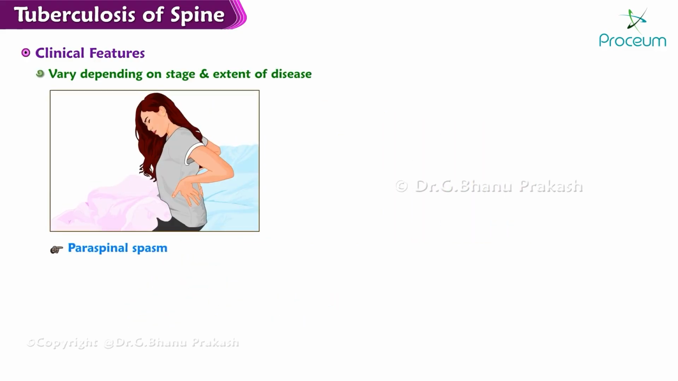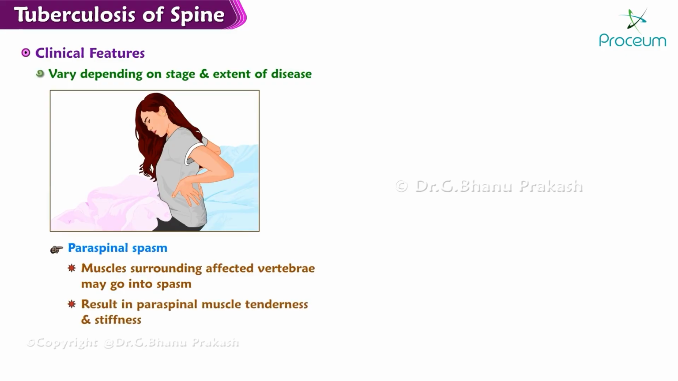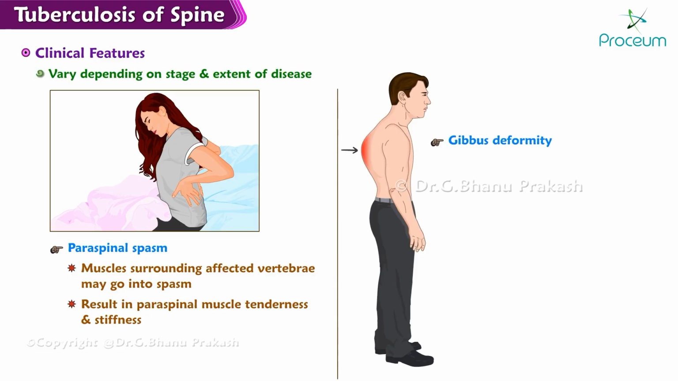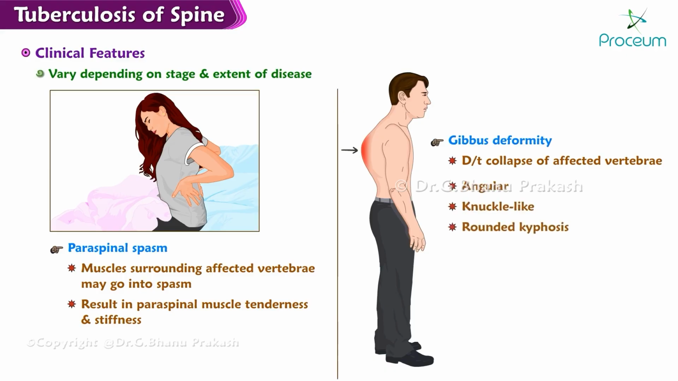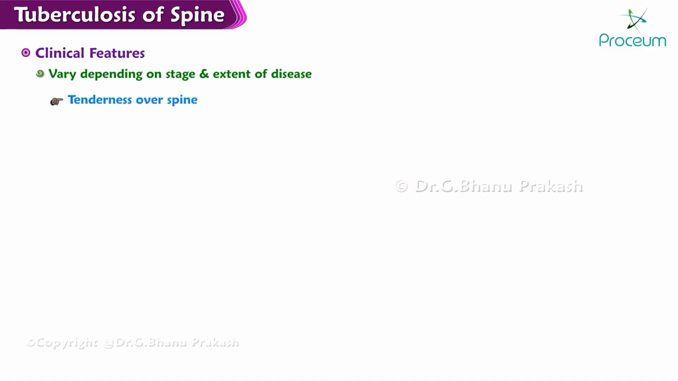Paraspinal spasm. Muscles surrounding the affected vertebra may go into spasm, resulting in paraspinal muscle tenderness and stiffness. Gibbous deformity. In advanced cases, the collapse of the affected vertebra can lead to the development of a gibbous deformity. This deformity can manifest as an angular, knuckle-like, or rounded kyphosis, giving the spine a hunched appearance. Tenderness over the spine. The affected area of the spine may be tender to touch.